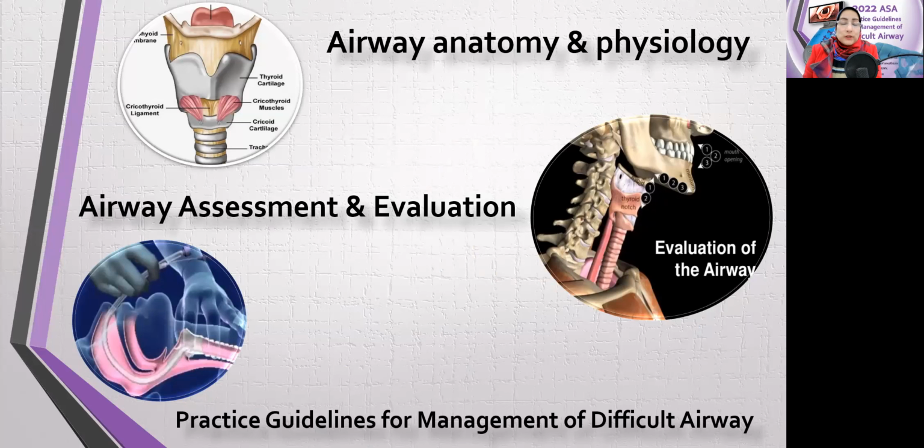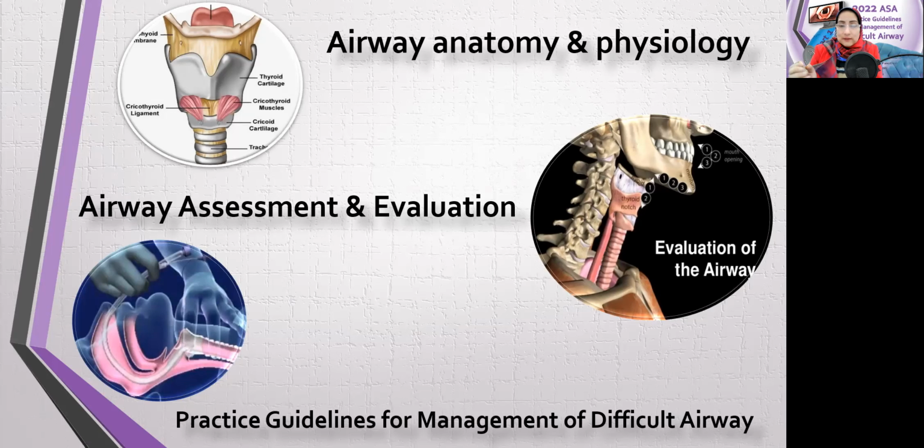Now we will know how to predict difficult airway. In order to know how to predict difficult airway, I have to know first airway anatomy and physiology, and applied anatomy related to my work. I have to know airway assessment and evaluation, how to evaluate the airway, how to know that the patient I will anesthetize has a difficult airway in order to prepare and make a plan. I have to know also the practical guidelines for management of difficult airway.